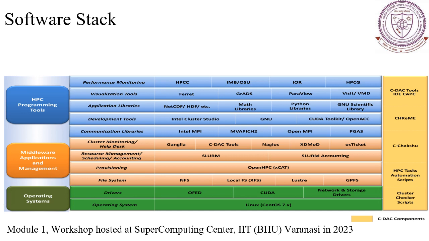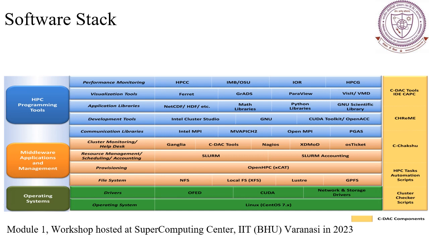Then GPFS, General Parallel File System. It is a parallel file system that is designed for high performance and scalability. It is often used in HPC cluster to store and manage large amount of data.